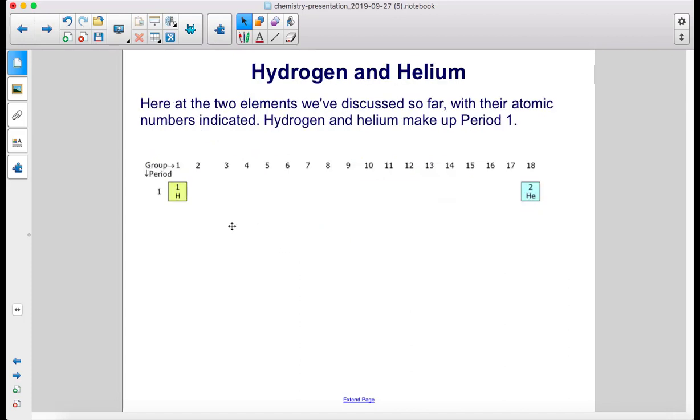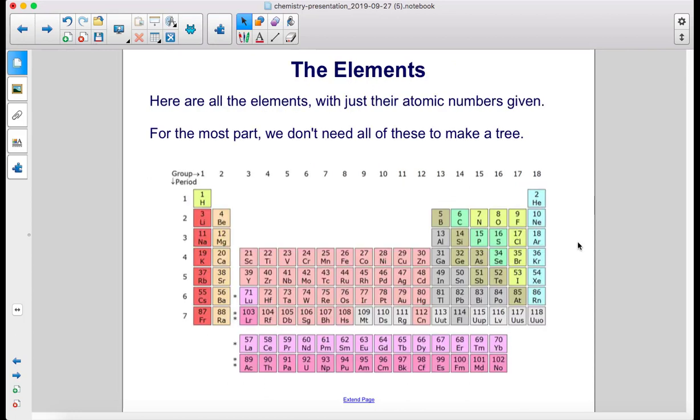Here are the two elements we've discussed so far, with their atomic numbers indicated. Hydrogen and helium make up period 1. Here are all the elements, with just their atomic numbers given. For the most part, we don't need all of these to make a tree.